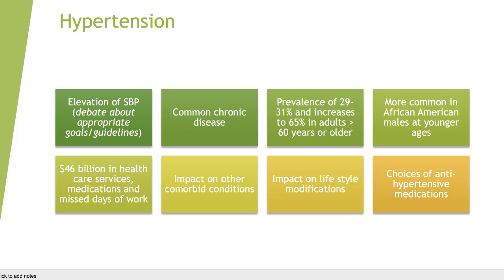It's quite prevalent and increases to 65% in adults greater than the age of 60 years old. More common in African Americans, and in males at a much younger age. It's very costly. $46 billion are spent on healthcare services, medications, and missed days of work. There's impact on other comorbid conditions, and on lifestyle and making lifestyle modifications. And I think the most important part of this is the choices of antihypertensive medications that we prescribe, and we'll go through those throughout the presentation.